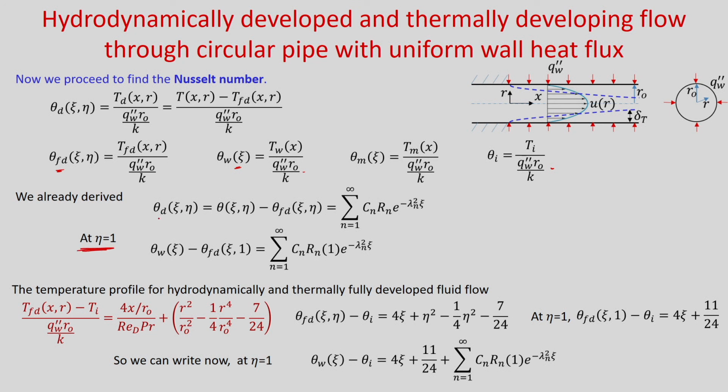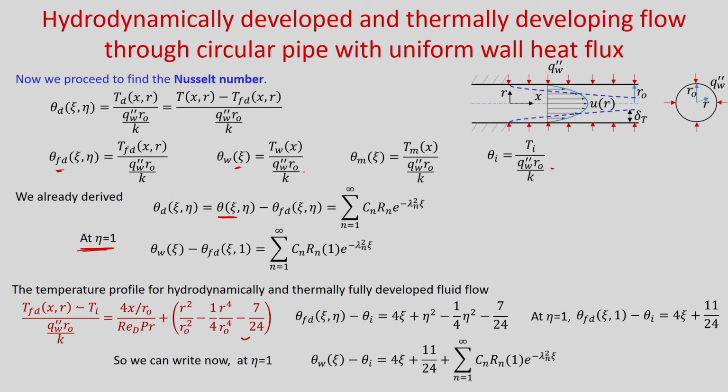Now, at eta is equal to 1, at the boundary, theta will be theta_w. So, theta_w minus theta_fd is equal to the summation n is equal to 1 to infinity C_n R_n at eta is equal to 1, so in bracket 1 we are writing eta is equal to 1, e to the power minus lambda n squared zeta. And also we have found the temperature profile for fully developed flow. So, this is the temperature profile.